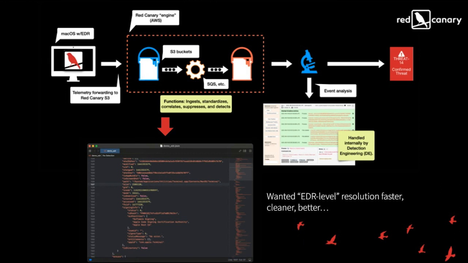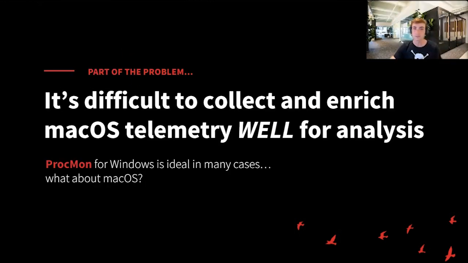In a lot of cases, what we noticed is, hey, we want this resolution a lot better, but also we want it faster. I shouldn't have to send it through the entire Red Canary detection pipeline to see what comes out the other side. It's also difficult to collect and enrich macOS telemetry well for analysis. Like Matt said, Procmon for this is ideal in many cases. We really wanted something similar on the macOS end of the spectrum.